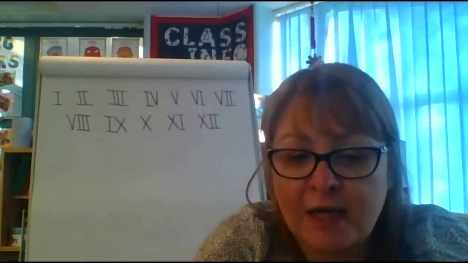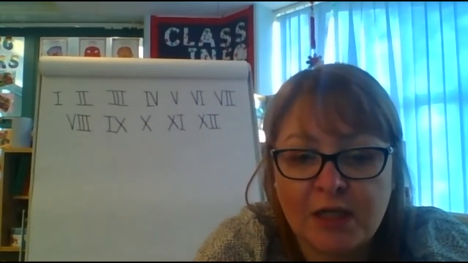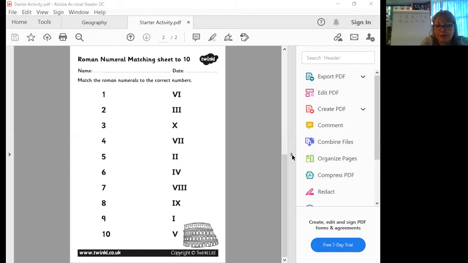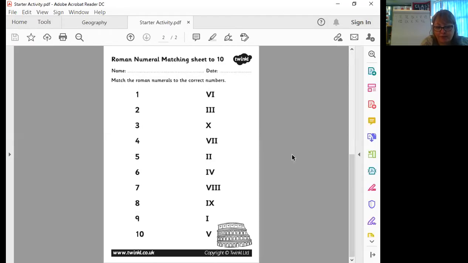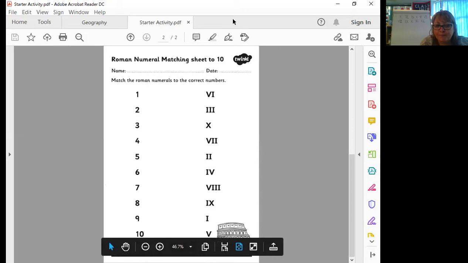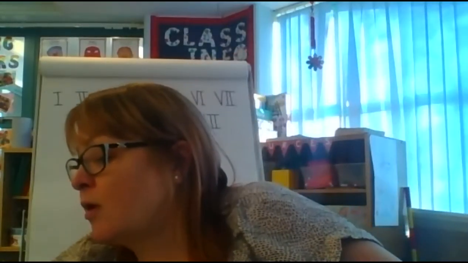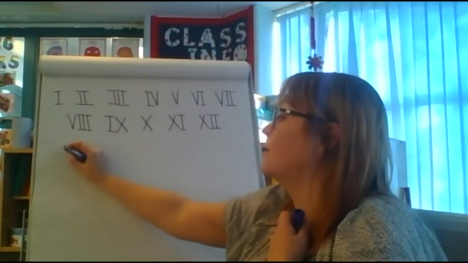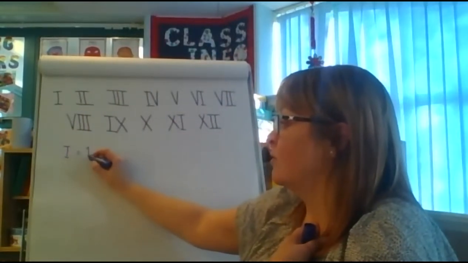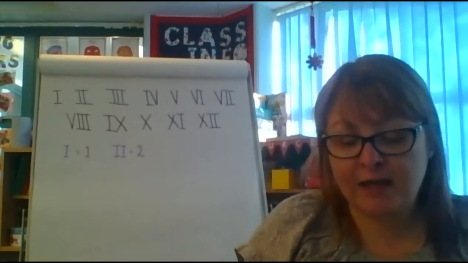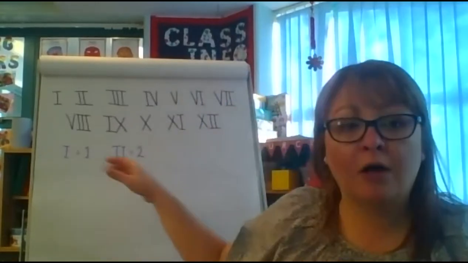And what you need to do today for your starter activity, if I just quickly share my screen, then I'll just show you, you've got a little match-up activity of numbers 1 to 10. You just draw a line from the Roman numeral to the number as you would recognize it. You don't have to do that. In your book, you could just write I equals 1, II equals 2. That will save on printing out. You can just do that in your home learning book.